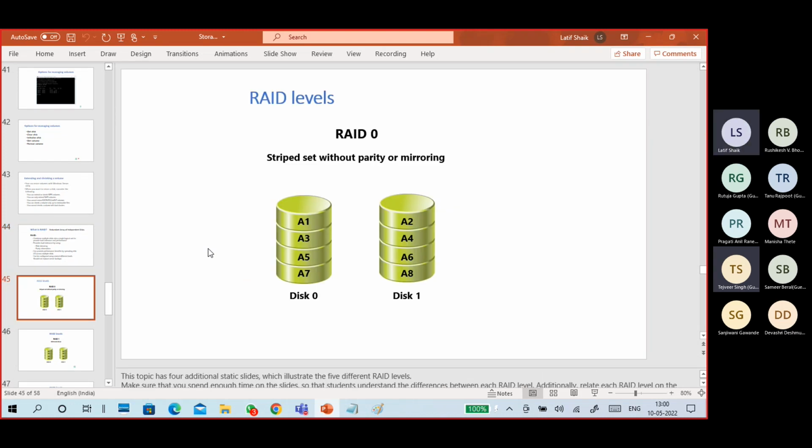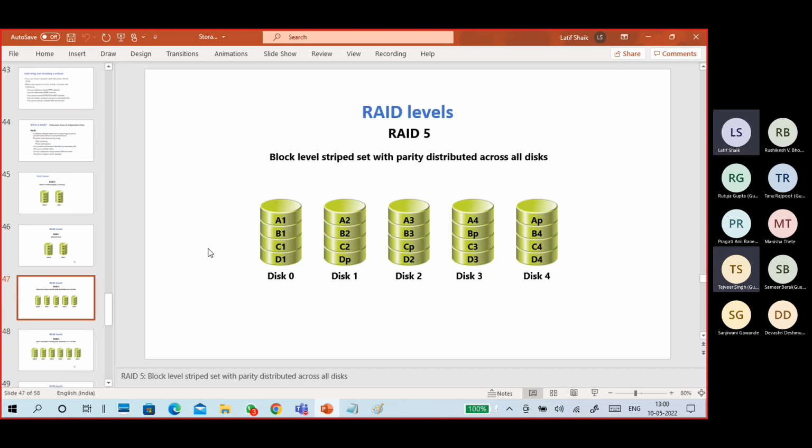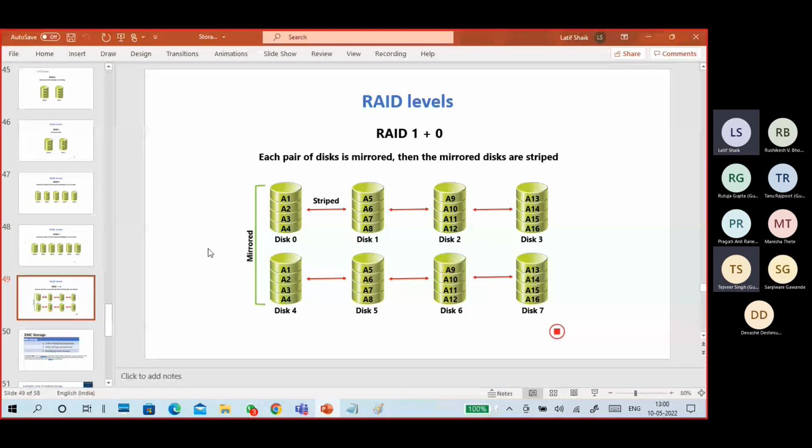RAID 0, a stripe set without parity or mirroring. Mirror drives, okay. See, A1, A2, A3, A4, A5, AP. Parity is distributed across all disks. Okay, RAID 6: 5 disks will be taken here, it is taking 6 disks. It will take 5 disks minimum.